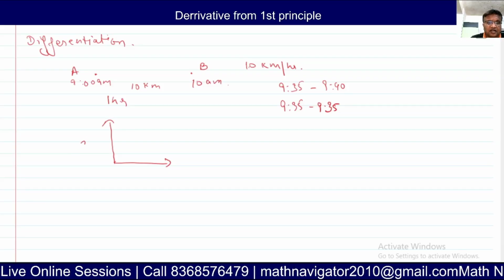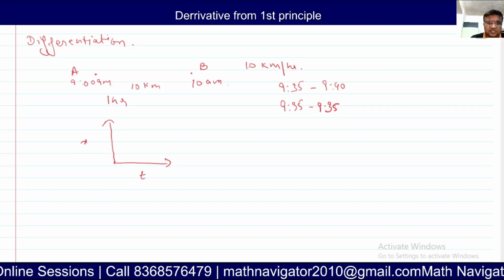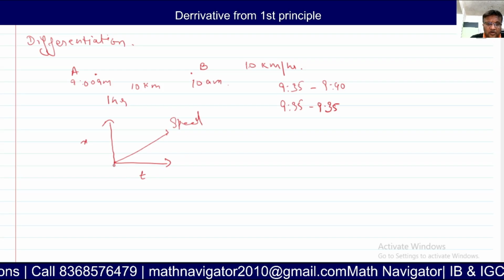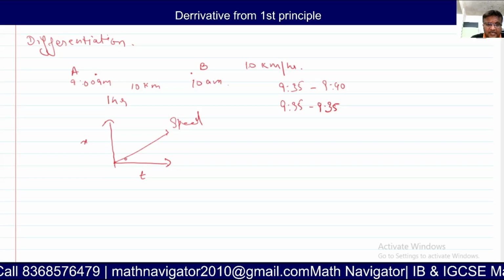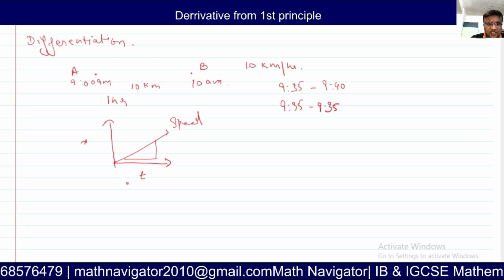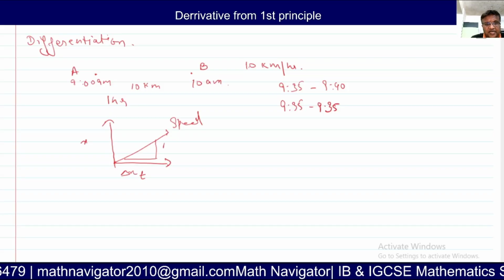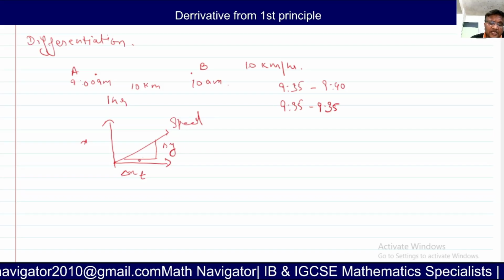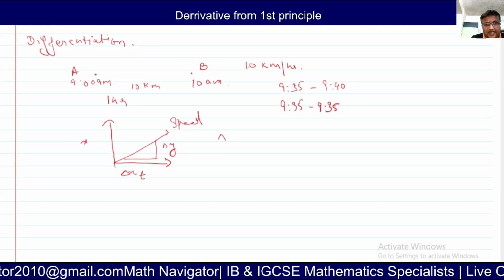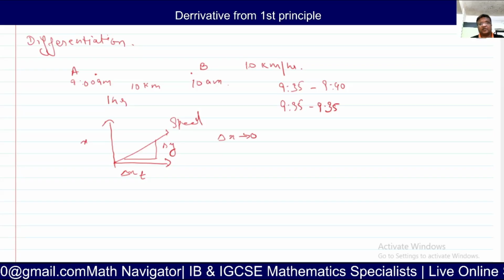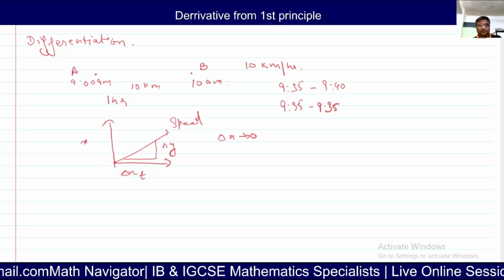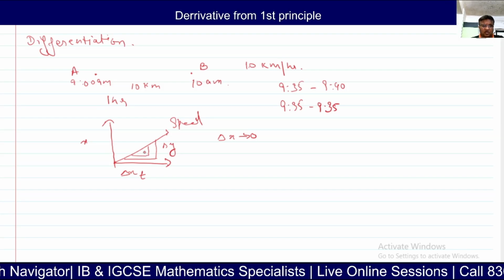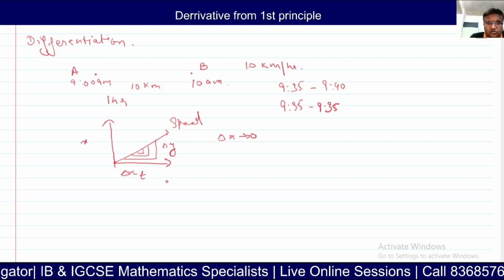If you're plotting the graph between distance and time, this is the gradient which is giving you the speed. So let's say this is your delta x and this is your delta y. When you are making your delta x shorter, shorter and shorter, such that delta x tends to 0, that means this distance is almost 0, and this is the change in y. So if the change in x is small, the change in y is also small.